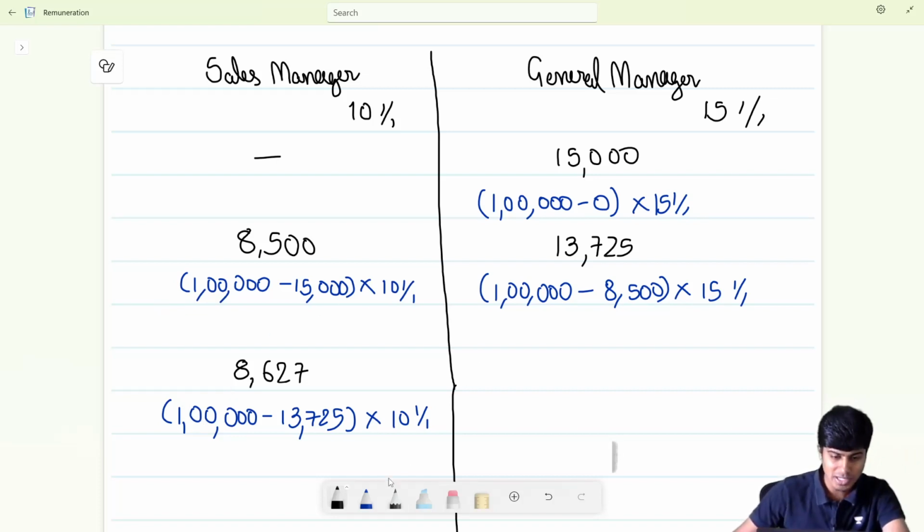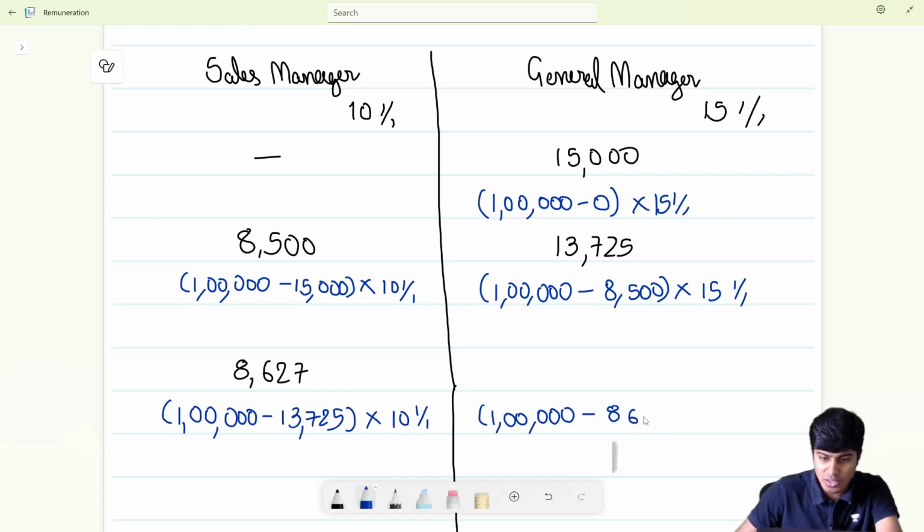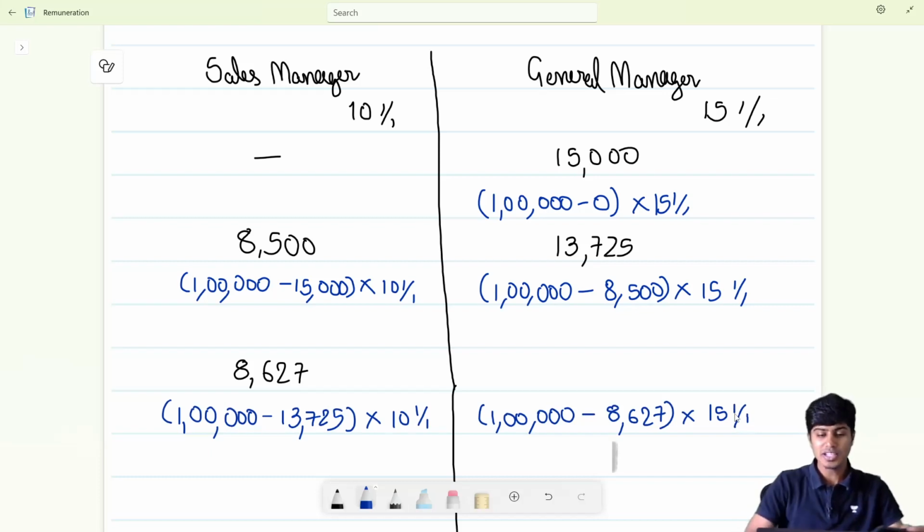How much will it change by? Let's quickly see. It's going to become 1 lakh minus, it is not 8,500, it is 8,627 what I'm going to deduct. I'll multiply this by 15%. Chalo, let's quickly do 1 lakh minus 8,627 multiplied by 15%. This is going to give me 13,705.